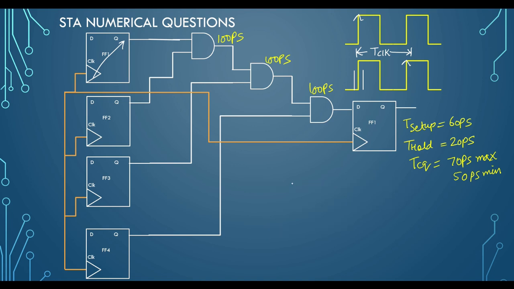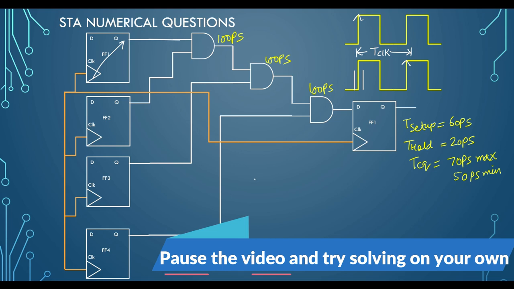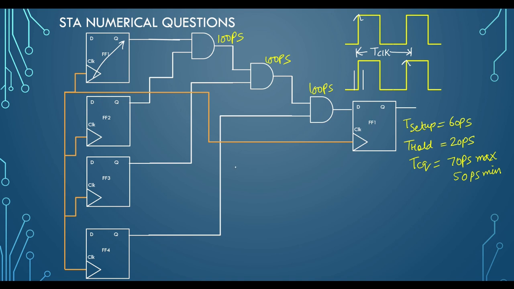In the same circuit, where we assumed the clock is ideal and skew is 0, the next question is: how much maximum clock skew can this circuit tolerate before it starts experiencing a hold violation? You may pause the video and try to solve it on your own. We have previously explained that setup is the maximum requirement and hold is the minimum requirement for the data path.